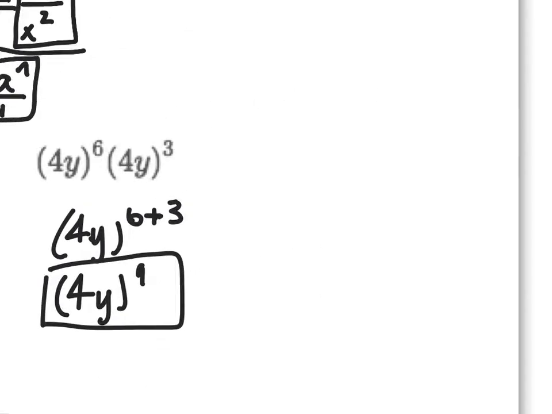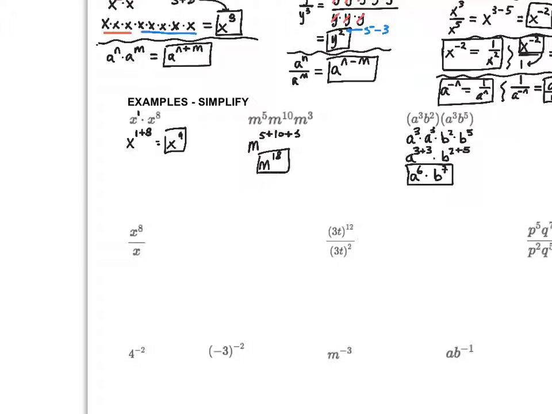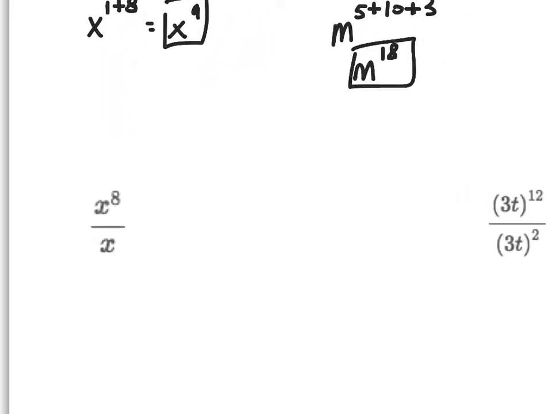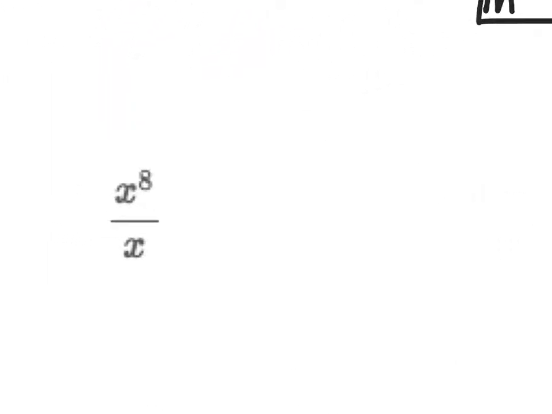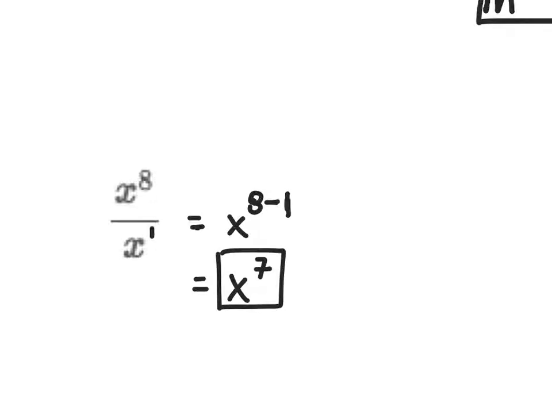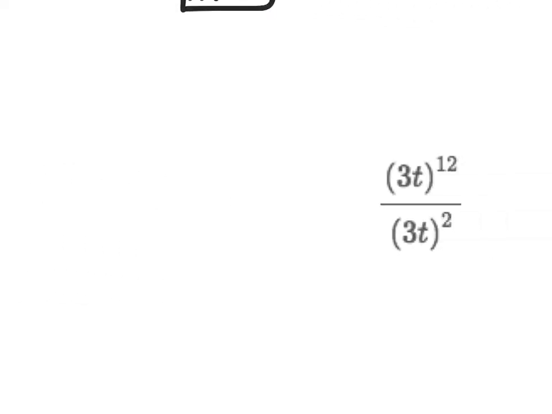Okay, that's good. We're good on that. Let's jump down to over here. Similar problems. x to the 8th over x, this is going to be x to the first power. So this is just going to equal x to the 8 minus 1 power. So that's just going to give me x to the 7th. And I'm going to circle that up. So that's that answer.